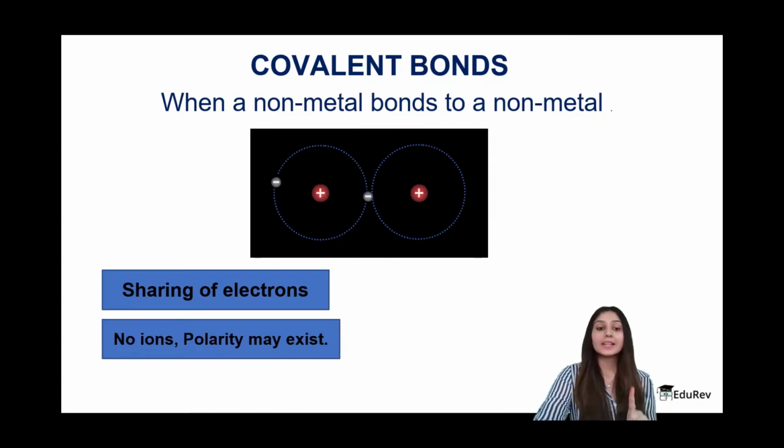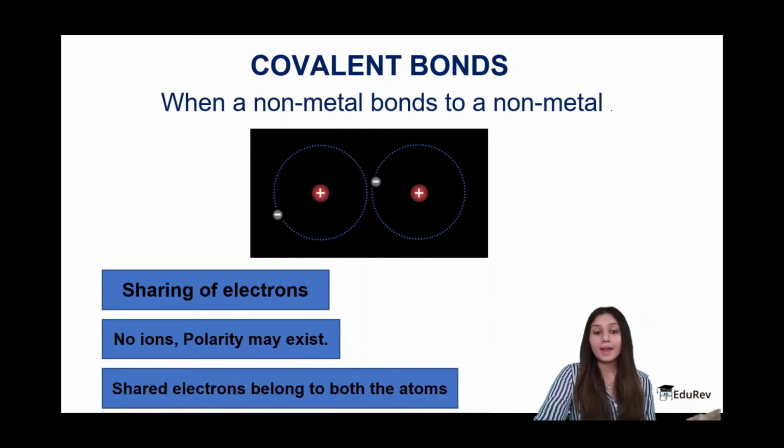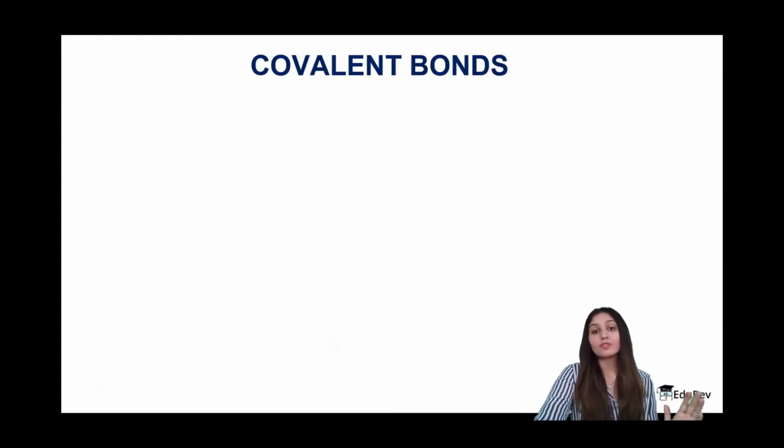And the second thing is there are no ions which are formed. Just like in case of your ionic bonds, we have total cations and anions which are formed there, but that is not the case here. But polarity may exist. So we'll see what polarity is in a while. And shared electrons must belong to both the atoms, okay? Now moving on, we have covalent bonds.